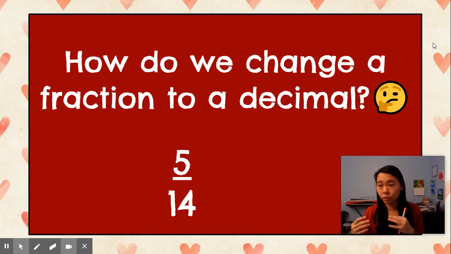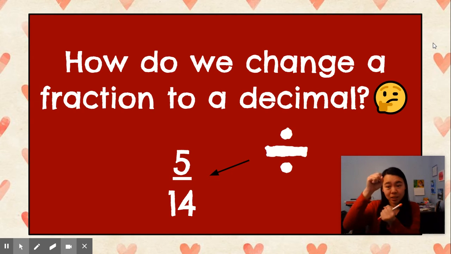We've talked about converting percentages to decimals, decimals to percent, percent to fraction, but how do we change a fraction to a decimal? Now, do you remember what this line right there means? That line means division. It's as if we replace those two dots in our division symbol with some numbers. So when you have a fraction, that fraction bar means division.